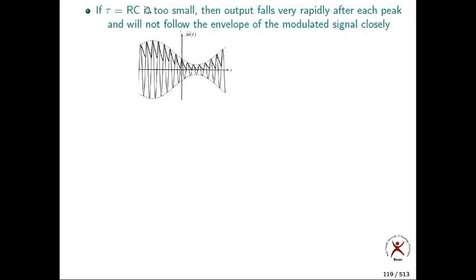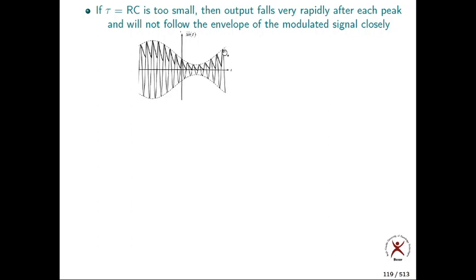Suppose R into C is small, so tau is small, meaning the discharging time constant is very small. Then what happens? The output falls very rapidly. When the discharging time constant is small, it should discharge fast, at the maximum rate. This is how it discharges, these black lines. Whenever tau is small, time is less, so discharging will be fast.